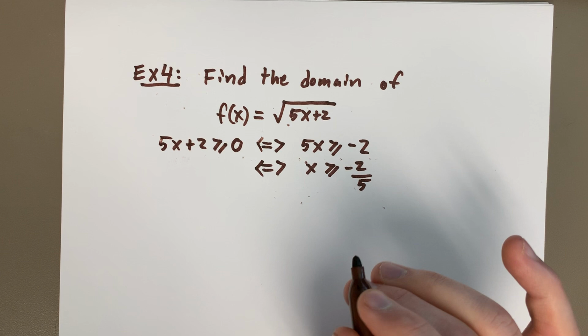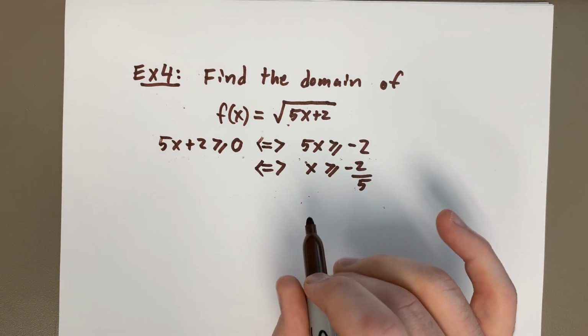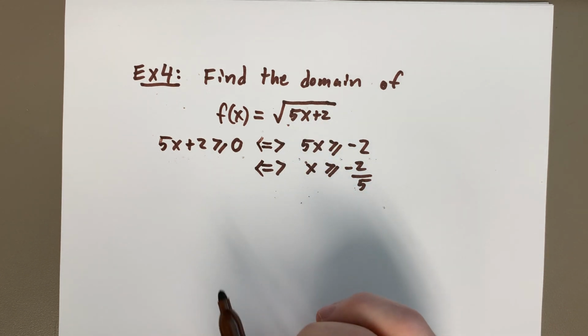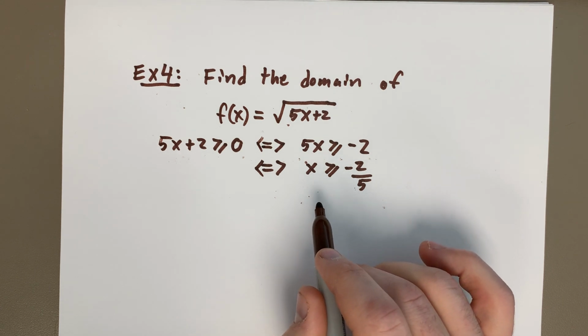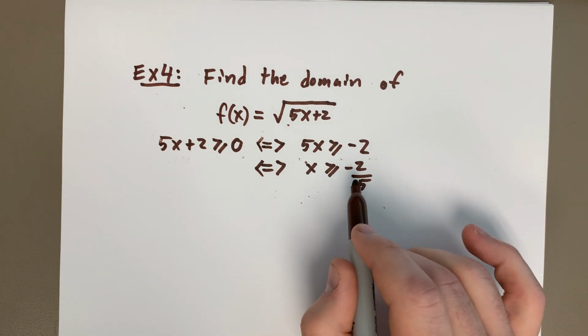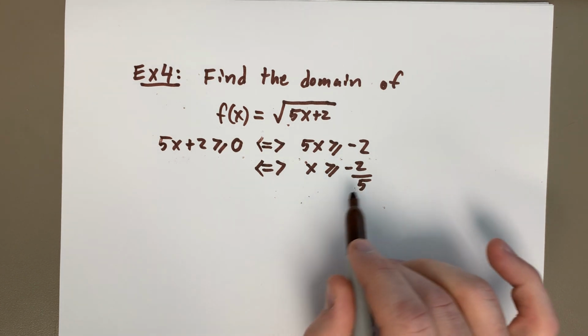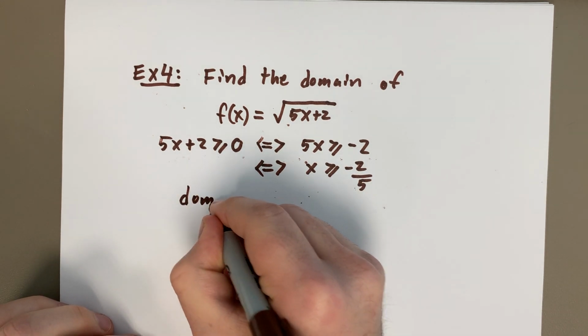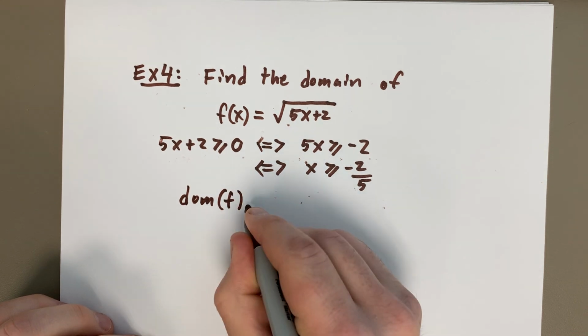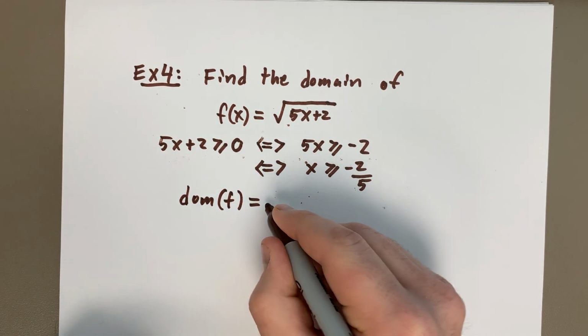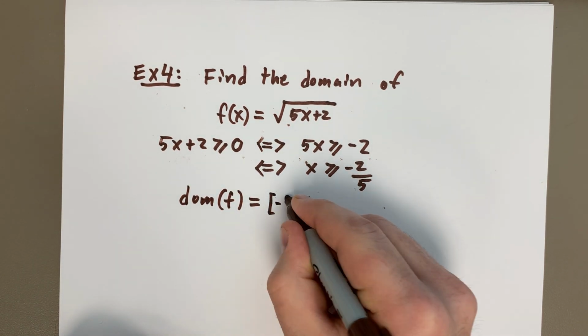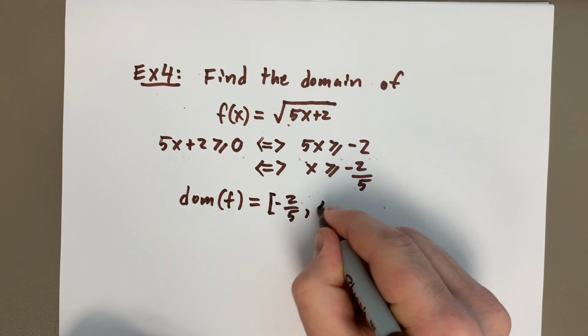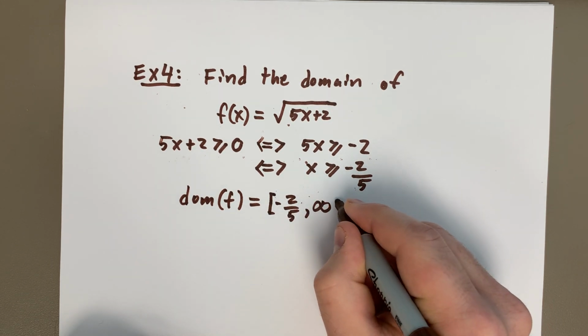And the domain is the set of all x values that I can plug in and make sure that this thing is non-negative. So in this case, I'm looking at the set of all x's that are greater than or equal to minus 2 over 5. This is your domain. How do we write that? So it's going to be dom of f is equal to minus 2 over 5 all the way up to infinity.